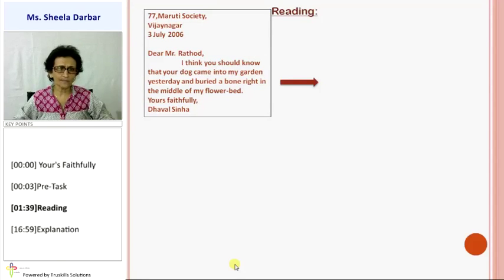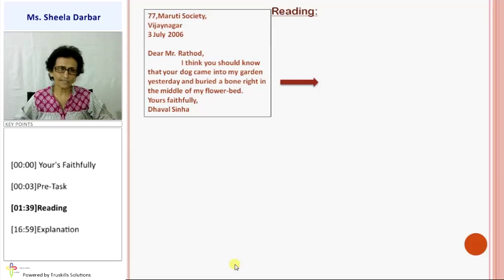See the address on your left hand corner. 77 Maruti Society, Vidyanagar, 3rd July 2006. See, all the things are written on the left hand side. So if you write the address on the left, the date also will come on the left, and when you are signing it out, then even yours faithfully, Dhaval Sinha, will come on the left hand side.